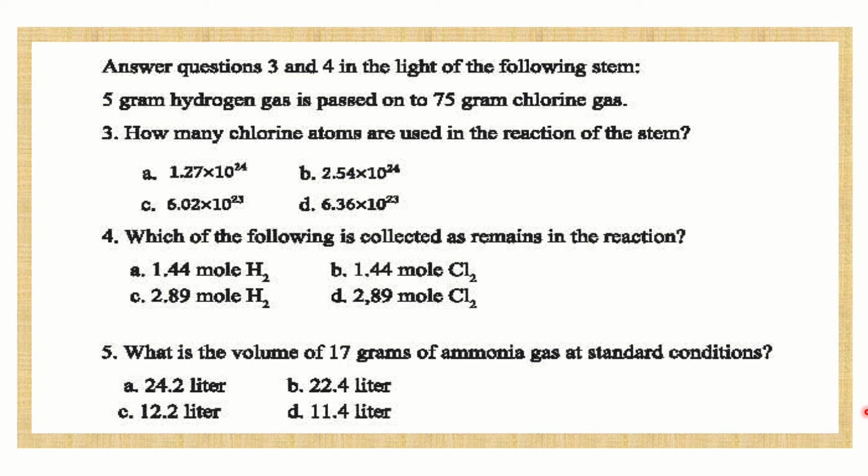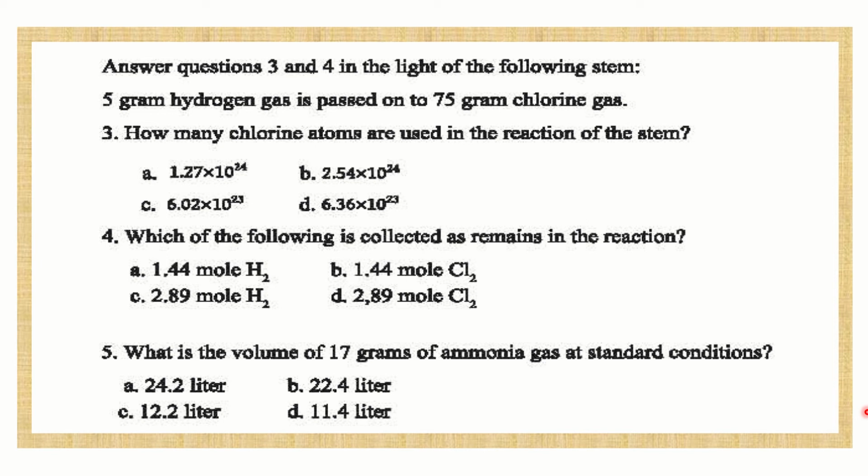Now question number 3: how many chlorine atoms are used in the reaction of the stem? Look, there are 75 gram chlorine, but we have to find out whether this 75 gram chlorine is fully used or will remain in the reaction chamber. If 75 gram chlorine is fully used in this reaction, then chlorine will be the limiting reactant and we will find out the number of atoms present in 75 gram chlorine gas.